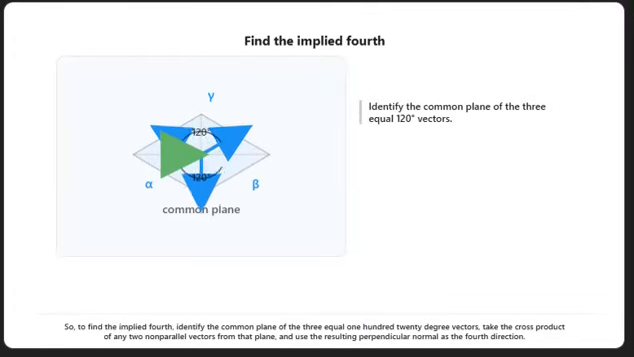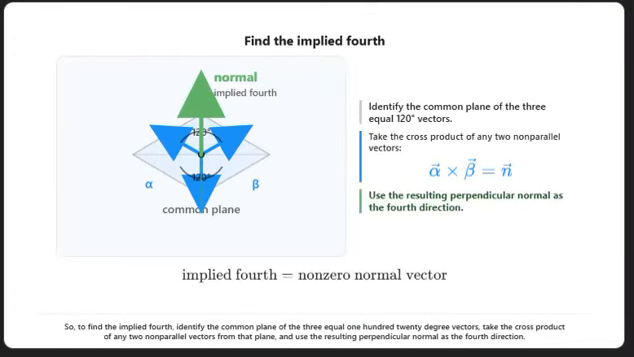So, to find the implied fourth, identify the common plane of the 3 equal 120-degree vectors, take the cross product of any 2 non-parallel vectors from that plane, and use the resulting perpendicular normal as the fourth direction.